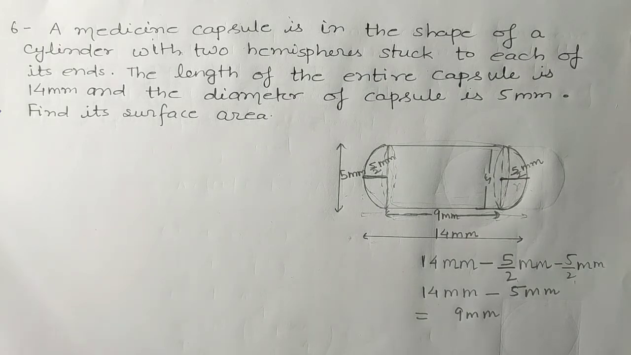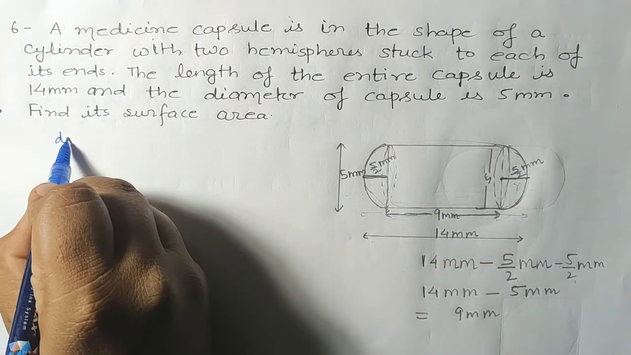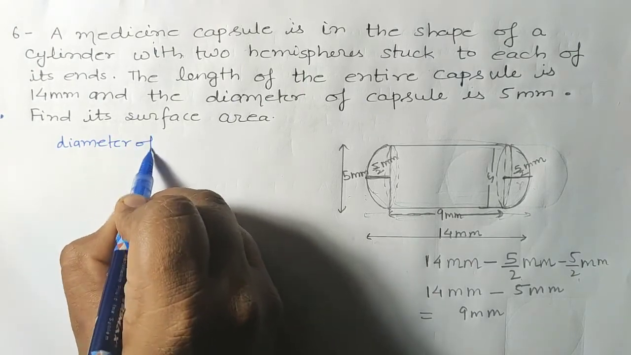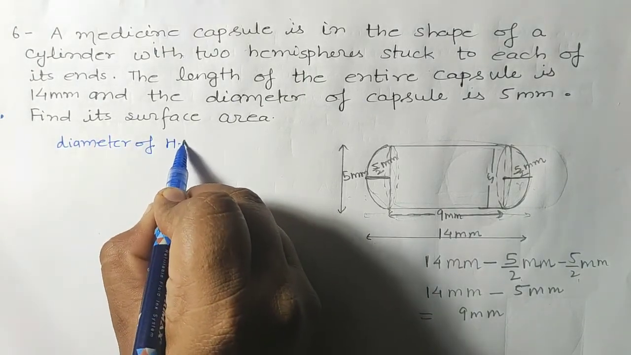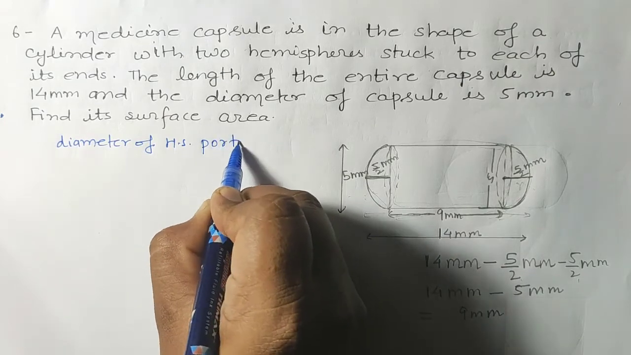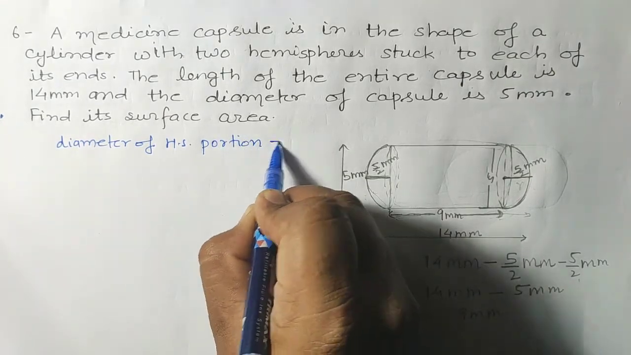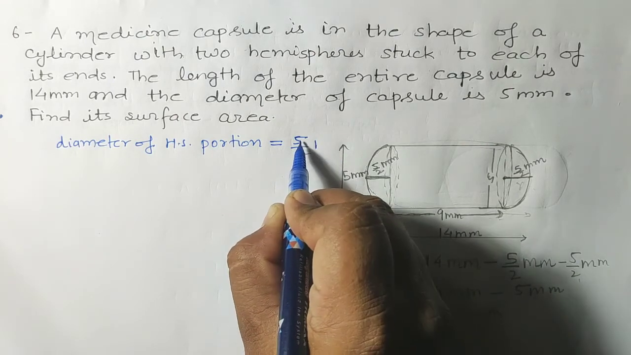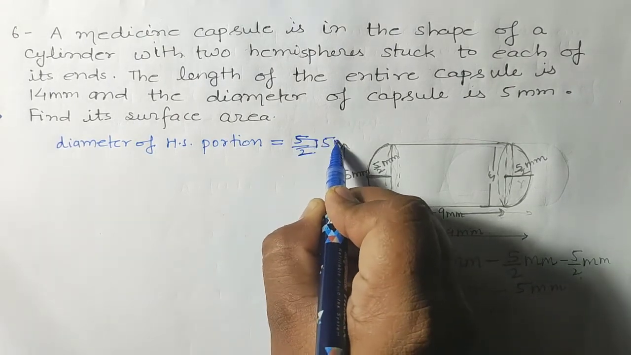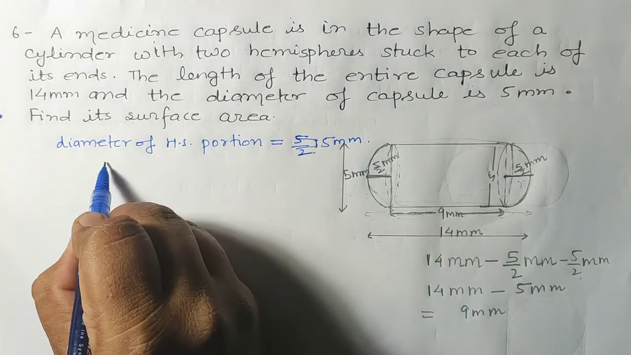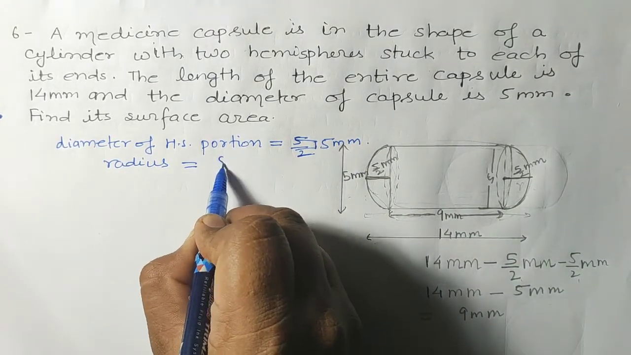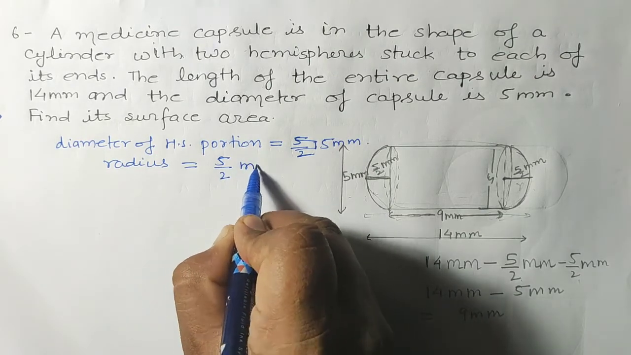So let us solve the question. So how we'll write it? Firstly we'll write the diameter of hemispherical portion, that will be 5 millimeter. Okay, so radius will be 5 by 2 millimeter.